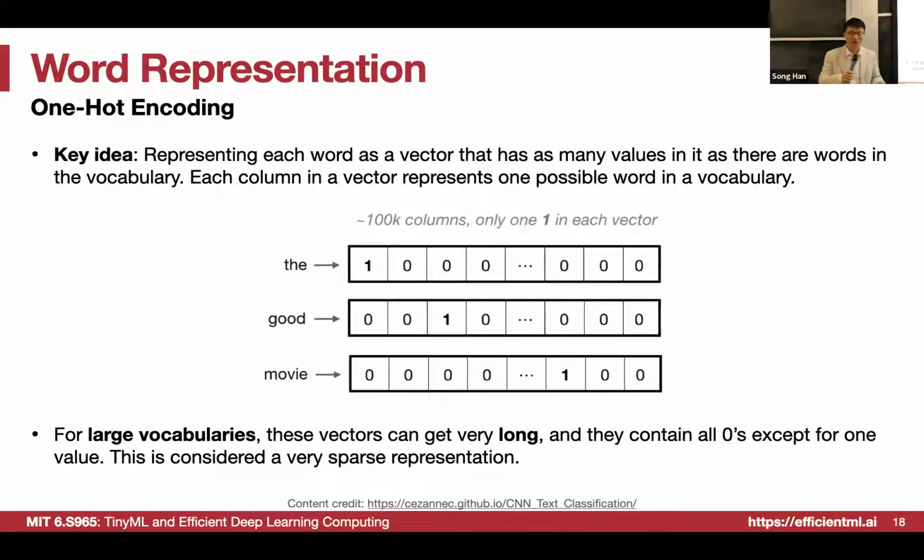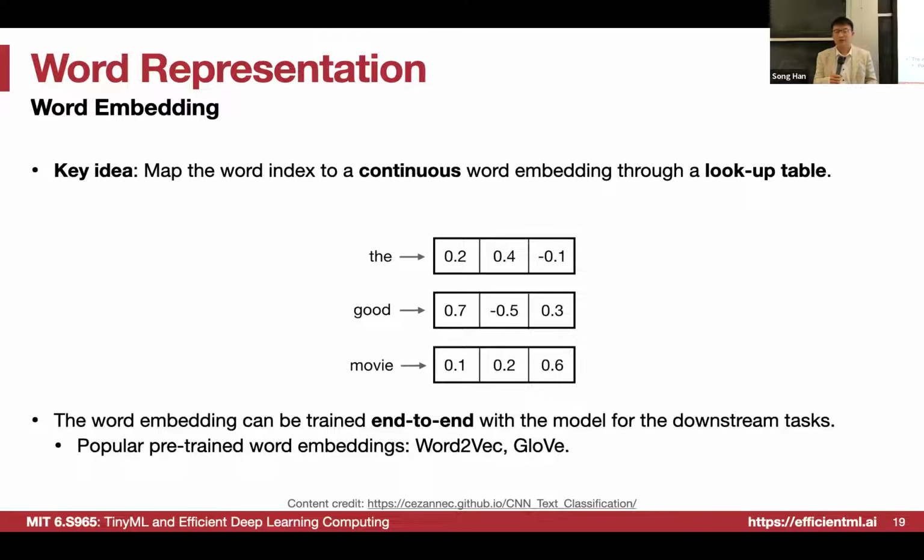Right, exactly. If you have a pretty big vocabulary size, the vectors can get super long. They contain all zeros except one value. This is very redundant. So a natural way is to use a vector to embed each word, mapping the word index into a continuous word embedding. In this case, we have 3 dimensions in the word embedding. In reality, we may have hundreds or even thousands of dimensions.